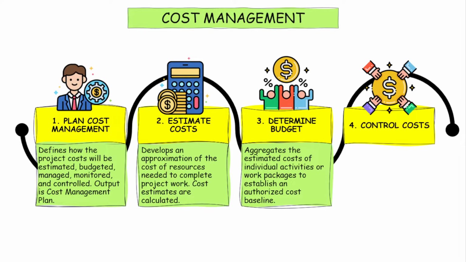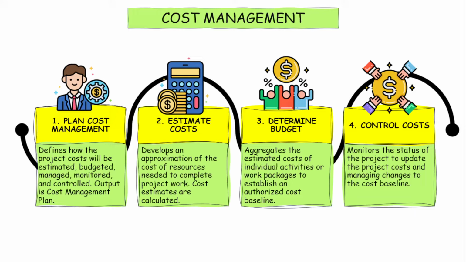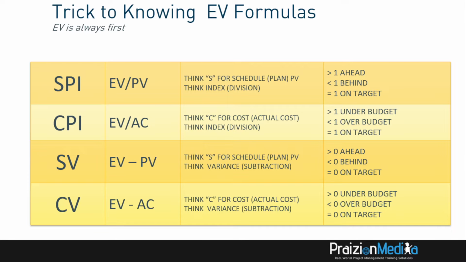And then we move into control costs. This is where you're keeping an eye on the status of the project. This is where you're trying to understand, based on those earned value metrics that I showed you, what exactly is happening across the project. Again, you got to know this. You got to know the indices. You got to know the variances.